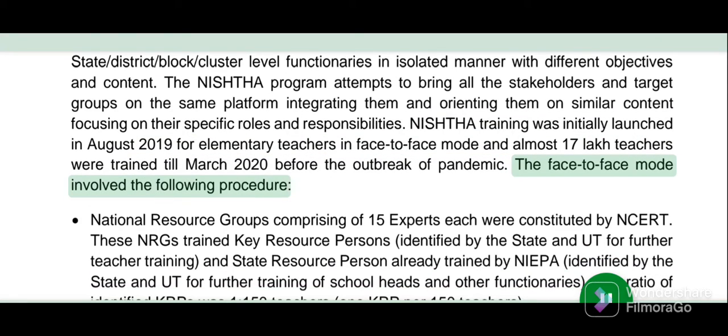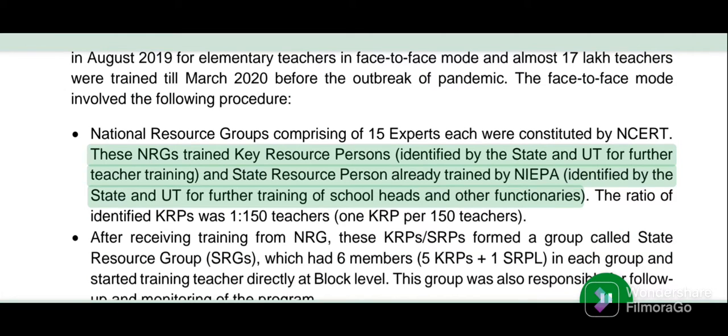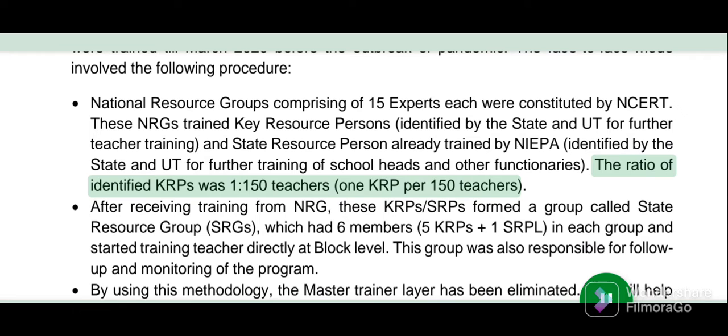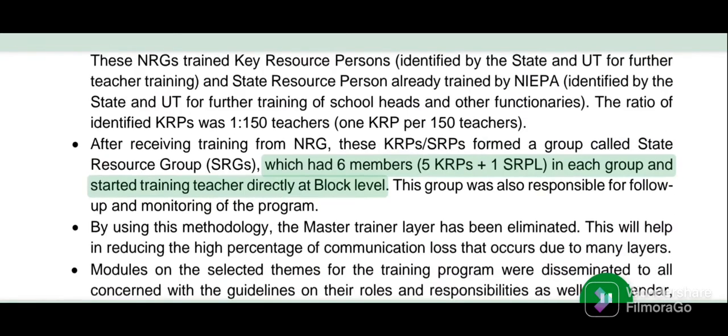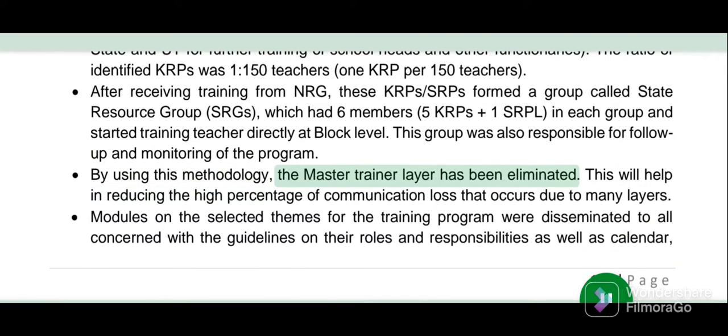The face-to-face mode involved the following procedure. National resource groups comprising 15 experts each were constituted by NCERT. These NRGs trained key resource persons identified by the states and UTs for further teacher training, and state resource persons already trained by NIEPA identified by the states and UTs for further training of school heads and other functionaries. The ratio of identified KRPs was 1:150, one KRP per 150 teachers. After receiving training from NRG, these KRPs and SRPs formed a group called State Resource Group, SRGs, which had 6 members, 5 KRPs plus 1 SRP in each group, and started training teachers directly at block level. This group was also responsible for follow-up and monitoring of the program. By using this methodology, the master trainer layer has been eliminated.